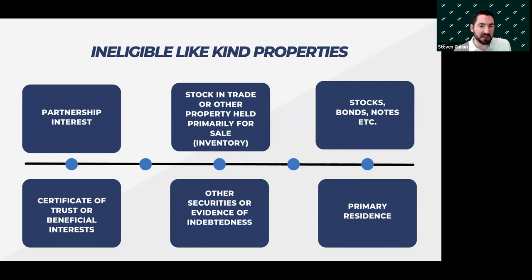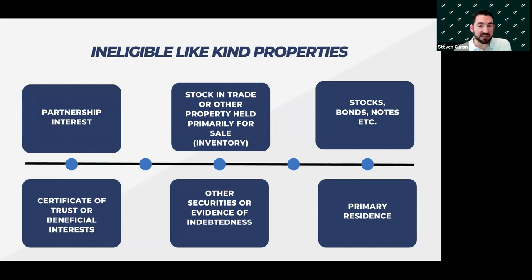So stocks, bonds, notes, things like that. Mortgages are ineligible for like-kind treatment. Certificates of trust are ineligible. Securities or evidence of indebtedness, again, not eligible for like-kind treatment.